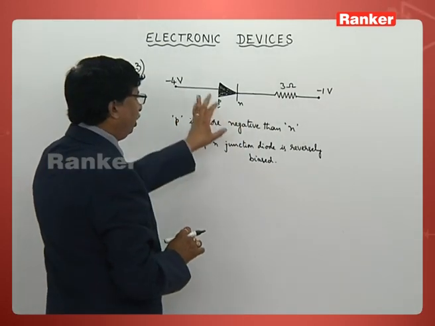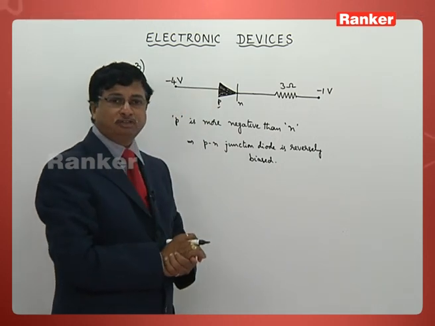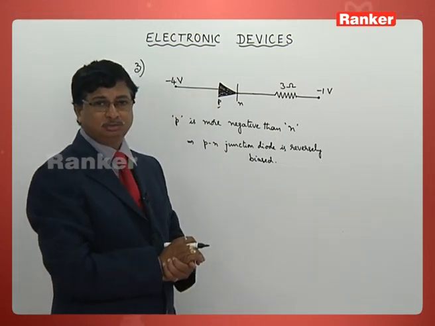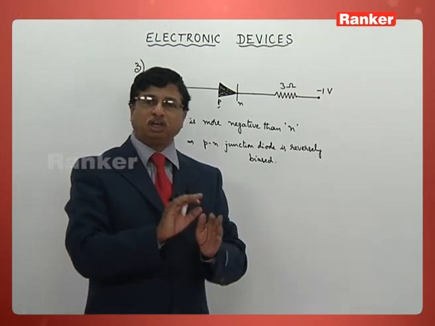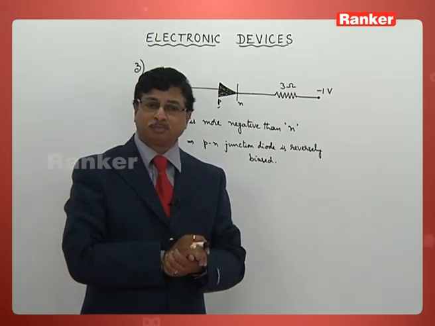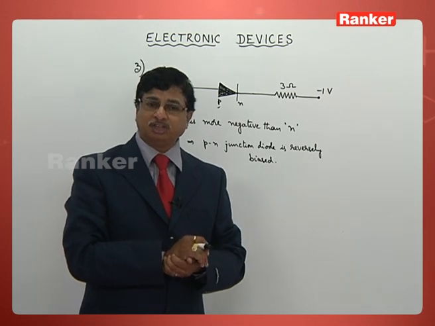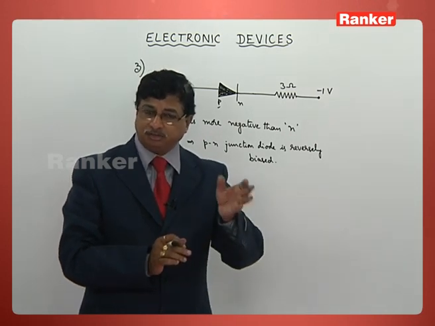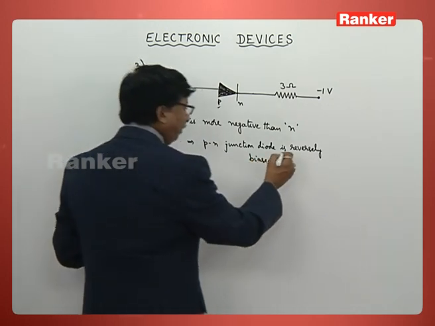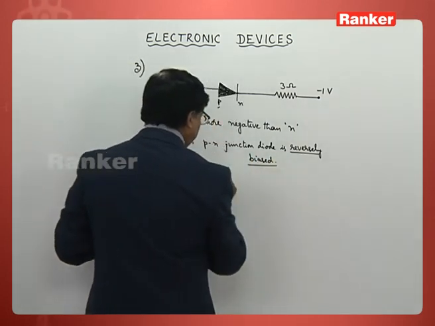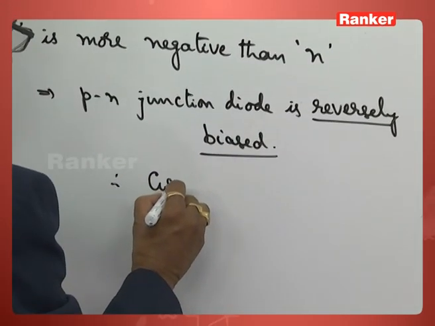You can all understand well, in a reverse biased PN junction diode, current will not be there. No current flows across. So what is the concept he is asking you? What is the current across the resistor? That is the point. Since it is reverse biased, the current is going to be 0.